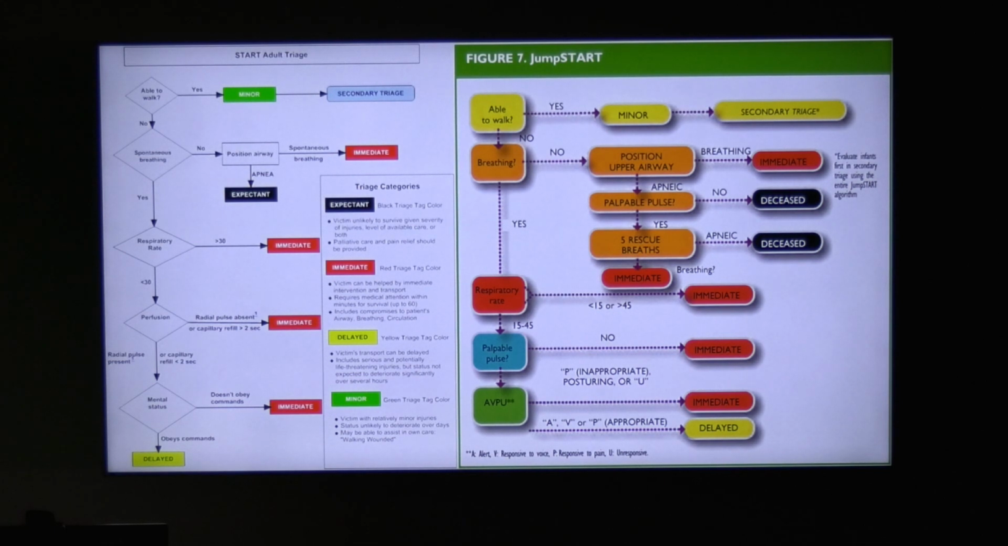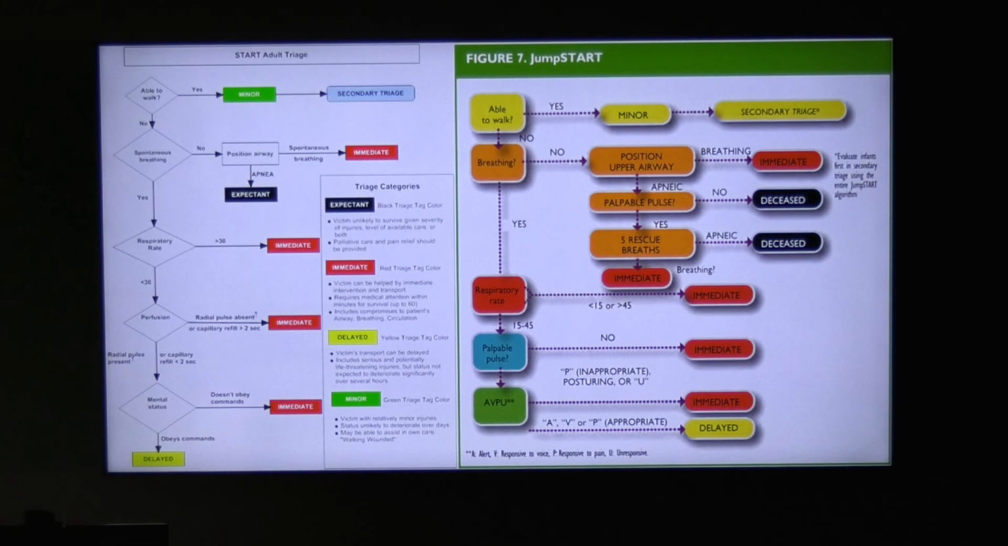And for palpable pulses, if they don't have palpable pulses, they're considered immediate. And if they do have palpable pulses, then you do an AVPU assessment. AVPU stands for: A, alert; V, responsive to voice; P, responsive to pain; or U, unresponsive. So if they are inappropriately responding to pain, posturing, or unresponsive, they would be considered immediate care. If they are alert, responsive to voice, or appropriately responsive to pain, then they would be considered delayed.